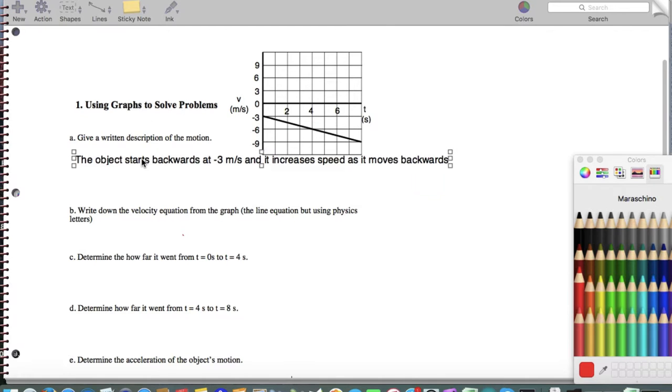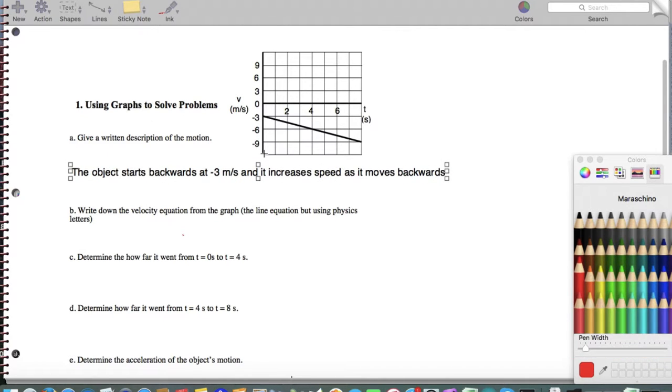Now we want to write down the velocity equation from the graph. That's just another way of saying write down the equation of the line. So we know that we have v equals at plus v naught. And let's be clear, v is the y variable, a is the slope, t is the x variable, and v naught is the y-intercept. So let's get the slope using the rise over the run.